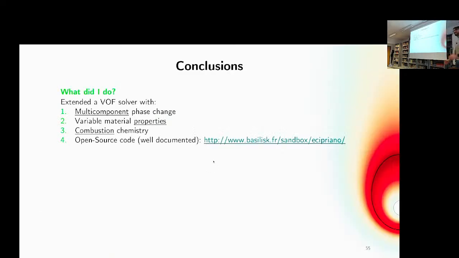What did I do? Essentially, I extended a volume of fluid model with multi-component phase change, variable material properties, and combustion. Everything you saw is available on the Basilisk, on my Basilisk sandbox, and I hope it's also well documented.